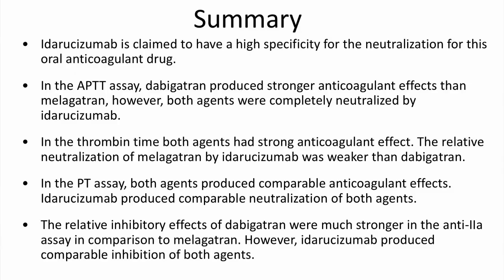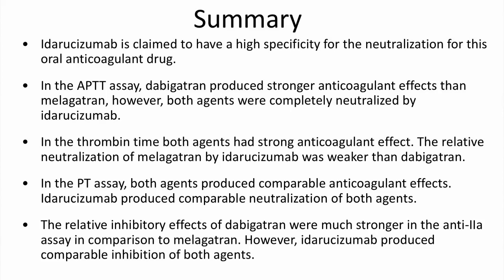So from these simple studies, we can summarize our initial observations that idarucizumab is claimed to have a high specificity for the neutralization of this oral anticoagulant drug dabigatran. In the APTT assay, dabigatran produced stronger anticoagulant effects than melagatran. However, both agents were more completely neutralized by Praxbind. In the thrombin time, both agents had a strong anticoagulant effect. The relative neutralization of melagatran by Praxbind was weaker than dabigatran.